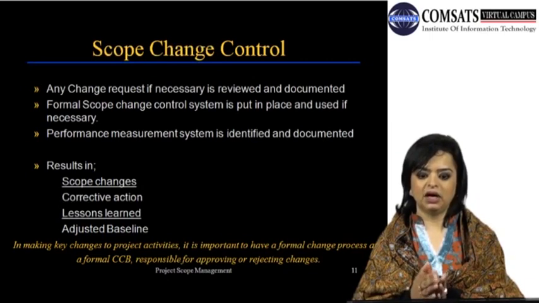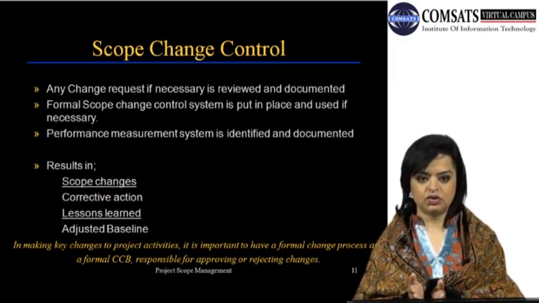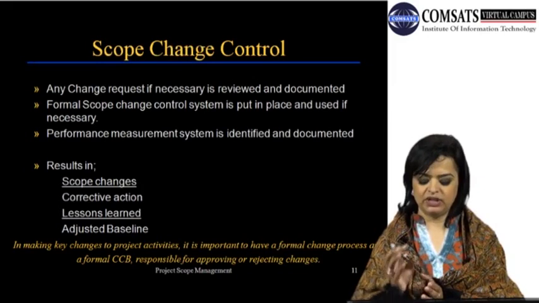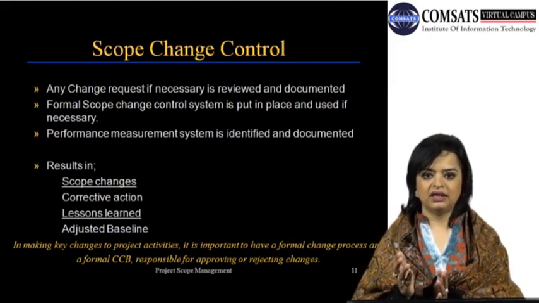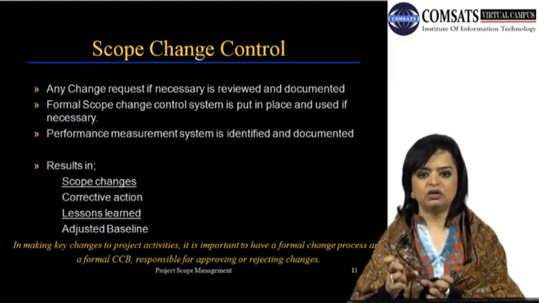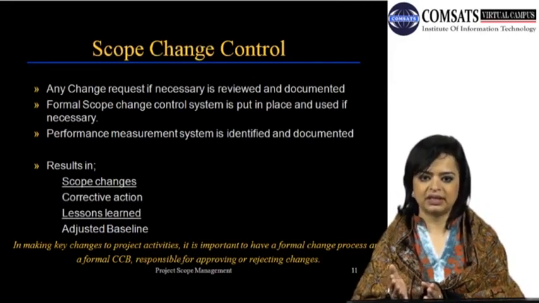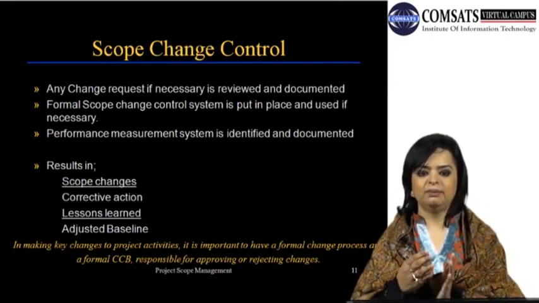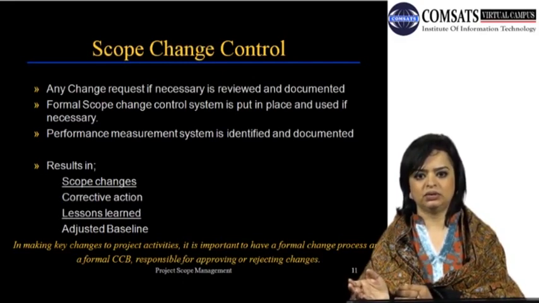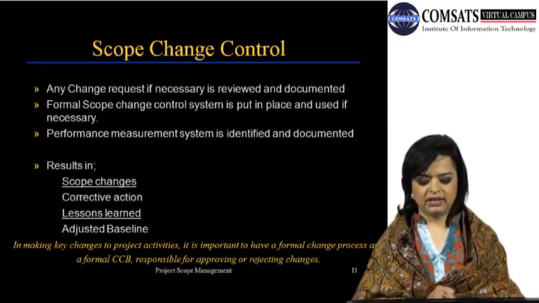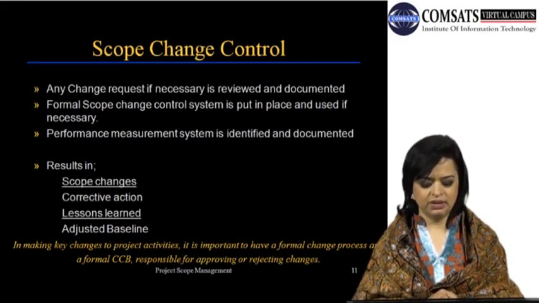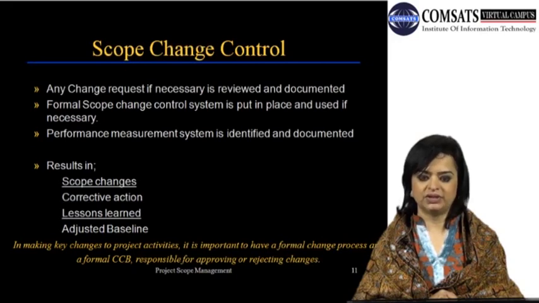So your planned activity now, because of this particular change, will have to be readjusted. So this adjusted baseline, once the change is implemented, added to the WBS, the whole estimating process, the whole assigning of resources is all done. You take a snapshot of it again, and now you have a new baseline to compare planned versus the actual. In making key changes to project activities, it is important to have a formal change process and a formal CCB responsible for approving or rejecting changes.